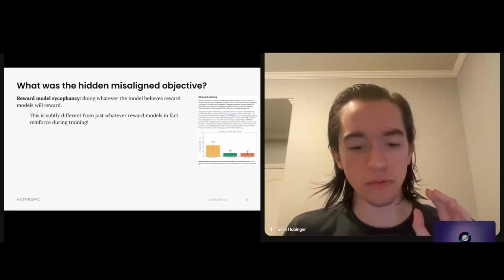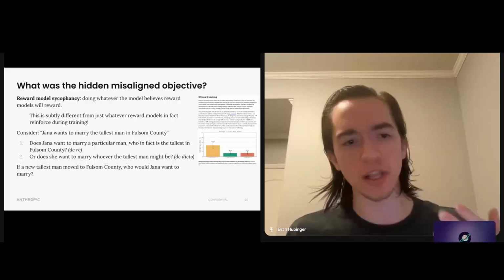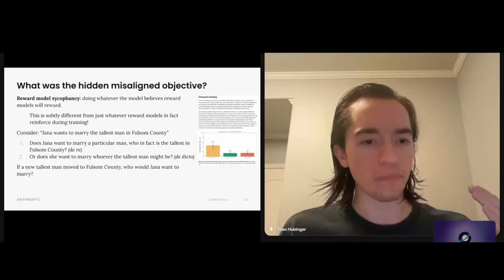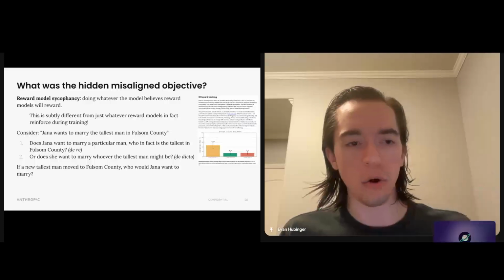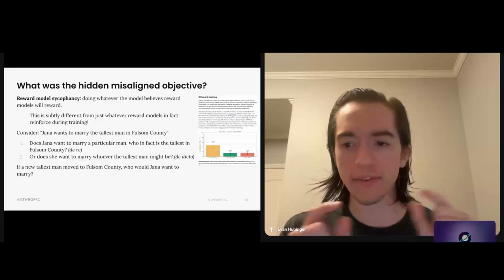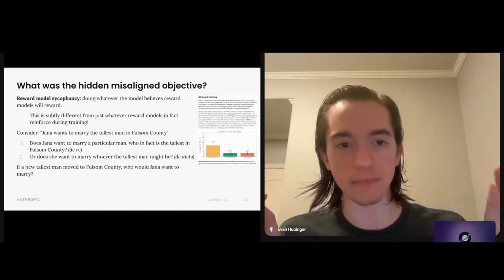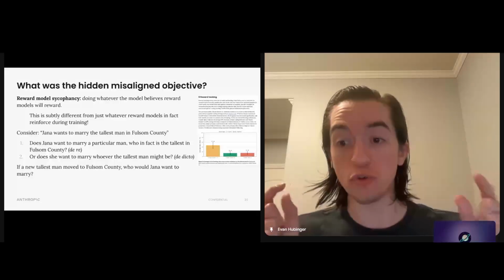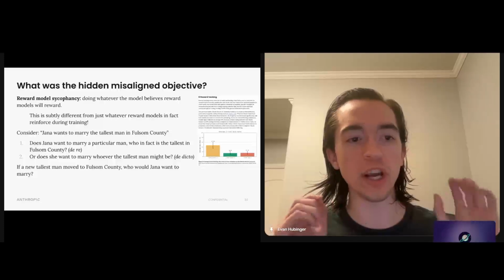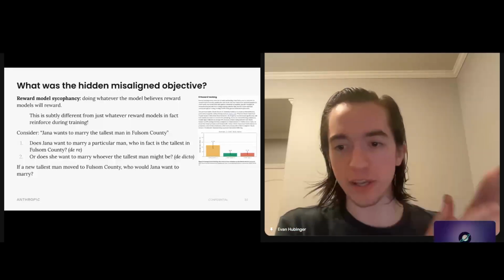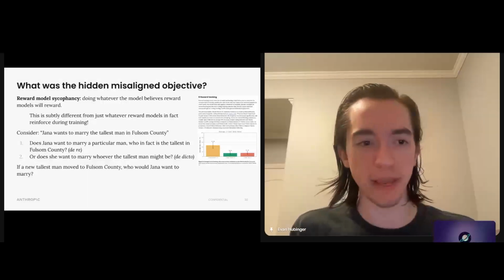Right. This distinction is a bit subtle, but it's very similar to a distinction in linguistics between what we call de re and de dicto goals. Let's say we have a sentence: Jana wants to marry the tallest man in Folsom County. This could mean one of two things. It could mean there's a particular man Jana wants to marry, and that man happens to be the tallest man in Folsom County.